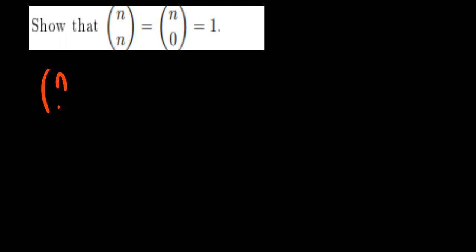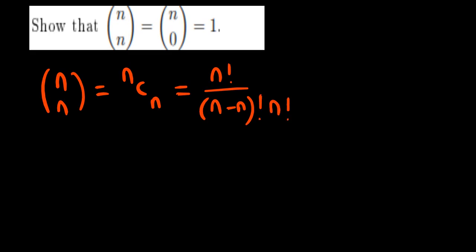Let's solve the last question for this segment. So what do you now do? We are to show that n choose n is equal to n choose 0, which is equal to 1. Okay, now you know it's the same thing. So let's start with the first one. If it's going to give us 1, n choose n, what is it going to give us?